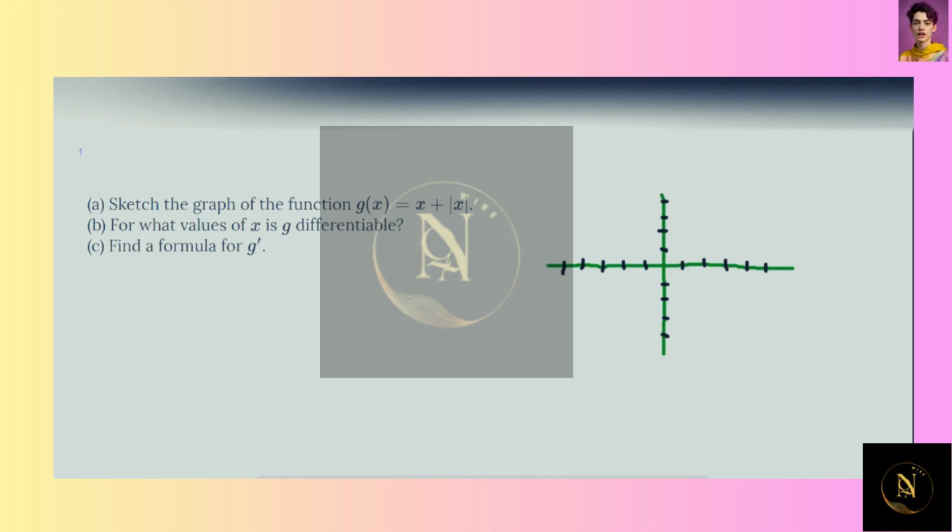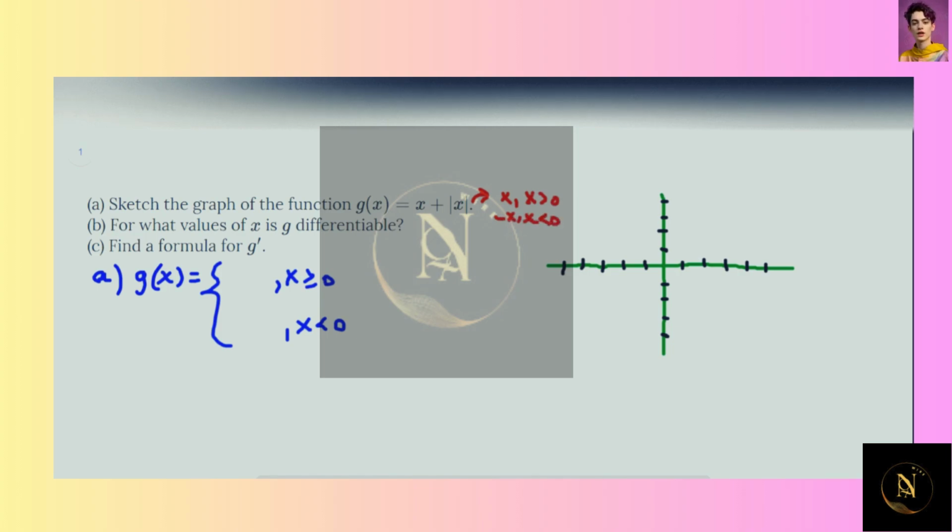Part A. Sketch the graph of the function g of x is equal to x plus the absolute value of x. One way we can interpret this is to rewrite it, because we have the absolute value of x in the function. We can rewrite it as a piecewise function with two different functions, one where x is greater than or equal to 0, and one where x is less than 0. And we recall that the absolute value of x is given as x when x is greater than 0, and is given as negative x when x is less than 0.